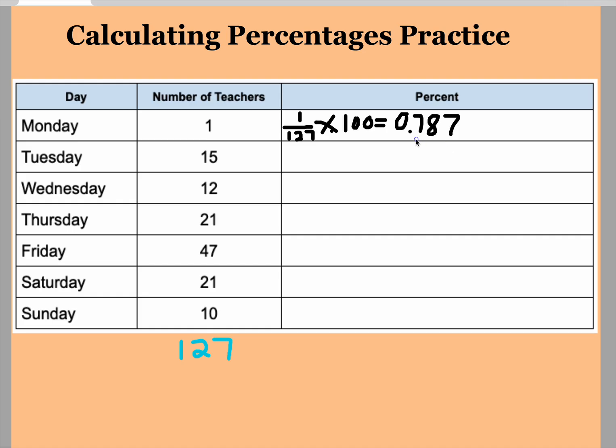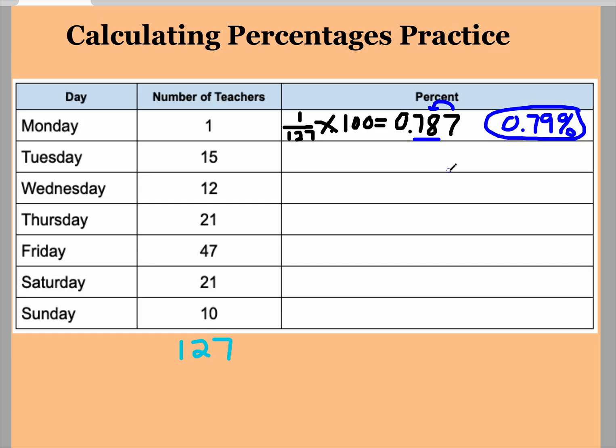And when I round, I want to make sure that I look at the next digit. Remember, 5 or more, raise the score. 4 or less, let it rest. So my percent here is 79 hundredths percent, or 0.79%. A very, very low percentage of teachers like Monday the best.